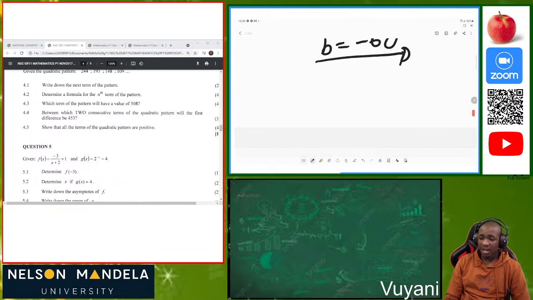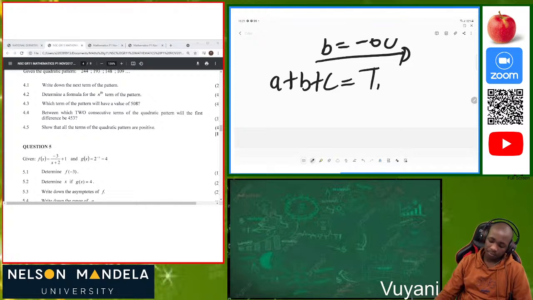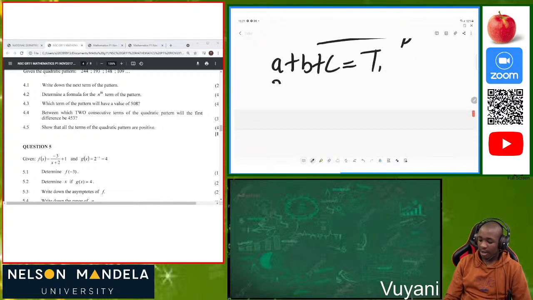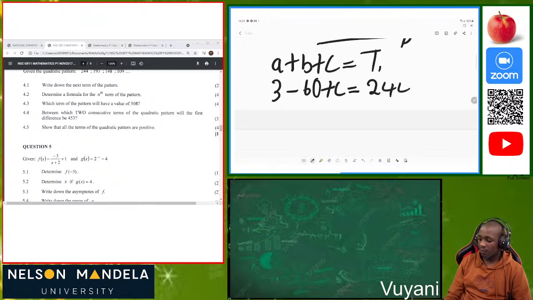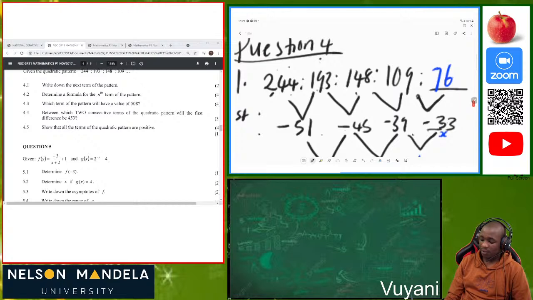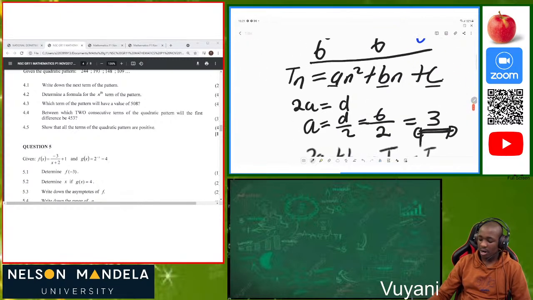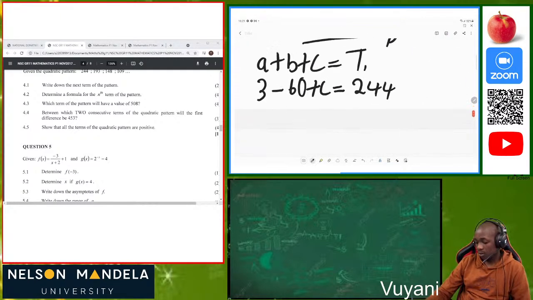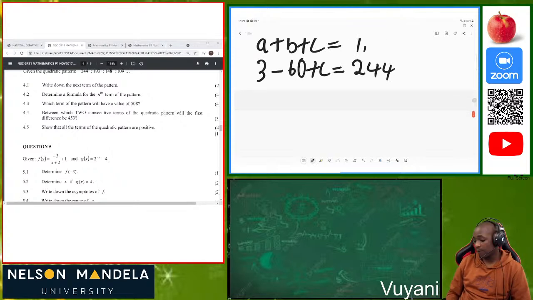Then in order for us to calculate our value of c, we know that a plus b plus c is equal to our term 1. What is our a? Our a is 3. What is our b? It's negative 60. And now we want the value of c, and our term 1 is 244. We know that from our equation. This is term 1, term 2, term 3, term 4. So basically our term 1 is 244.